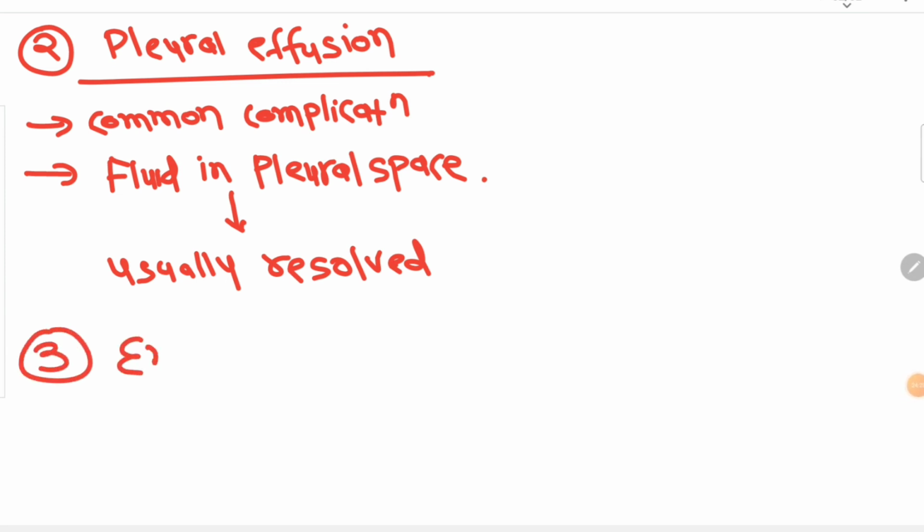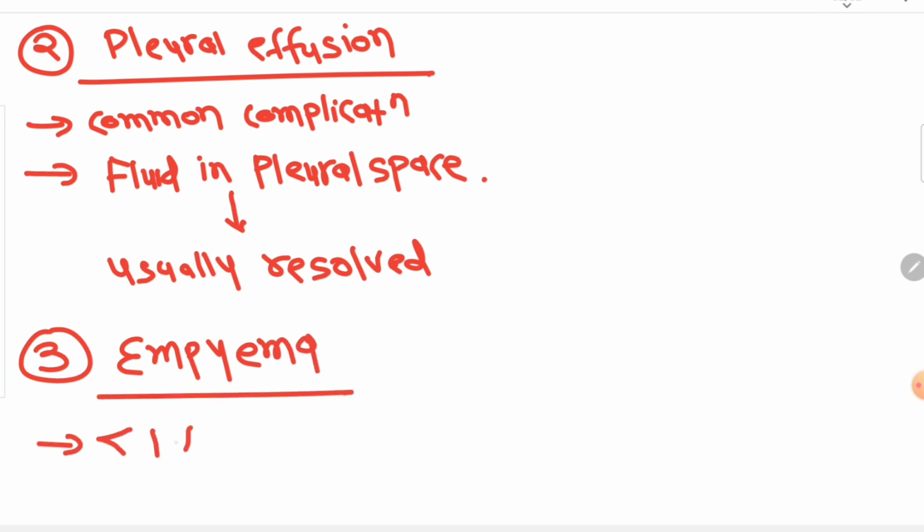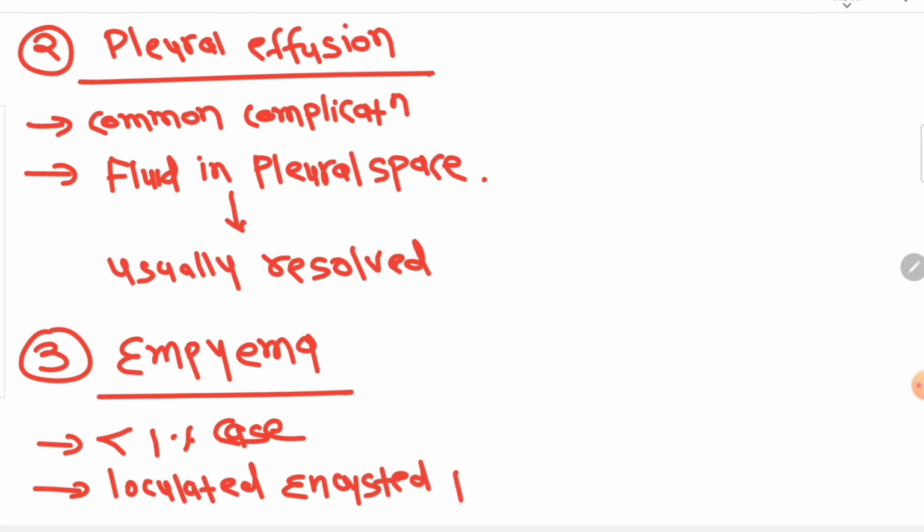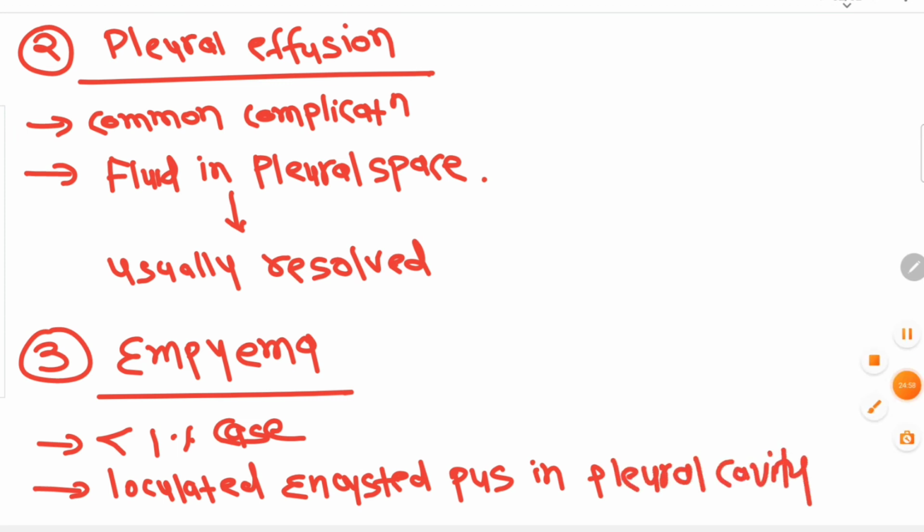Now third complication is empyema. Empyema is seen in less than 1% case of pneumonia. That is the third complication. And what do you mean by empyema? So it's a loculated encysted pus in the pleural cavity. The pus is in the loculated area. So the loculated encysted pus in the pleural cavity is known by the name empyema.